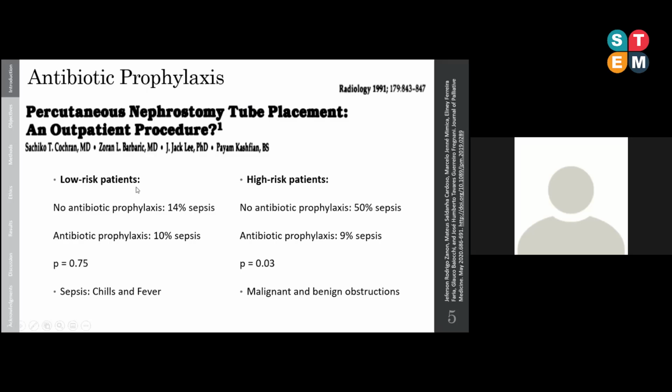with low-risk patients for developing sepsis, without a statistical difference. But in patients with high risk for sepsis, that were not given antibiotic prophylaxis, the rate of sepsis was about 50%, with a statistical difference. They defined sepsis as chills and fever at the time, and the study was performed in both malignant and benign obstructions.